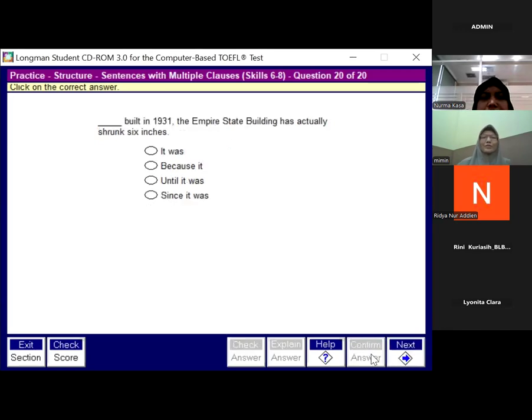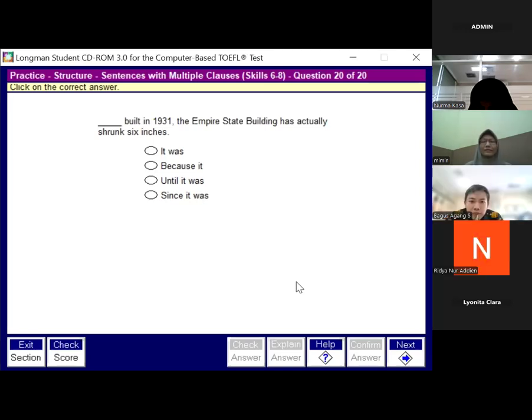Okay. And the last question goes to, please, Kak Bagus. All right, Kak Bagus. Last one. Built in 1931, the Empire State Building has actually shrunk 6 inches since it was built. Okay. Yeah. Shall we?